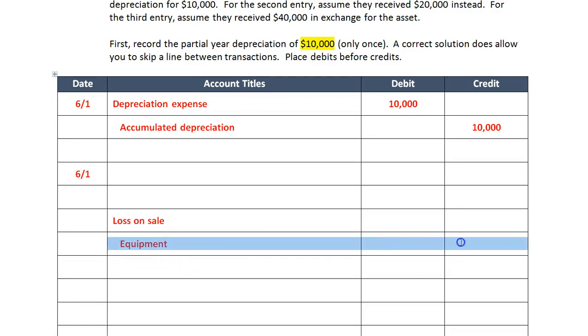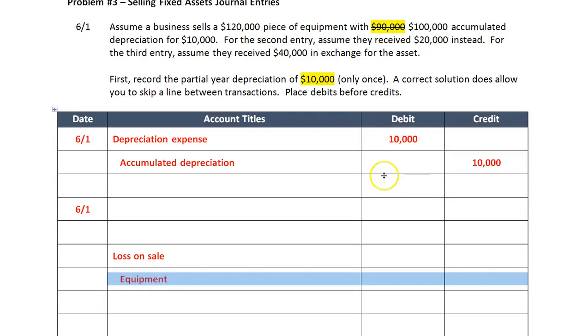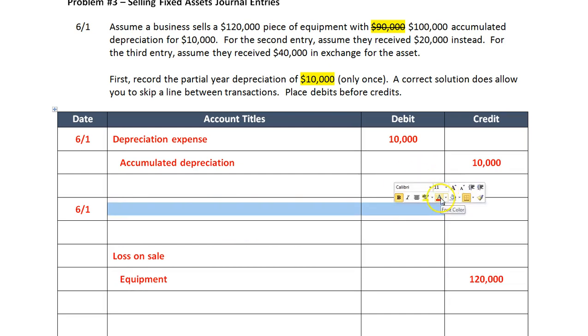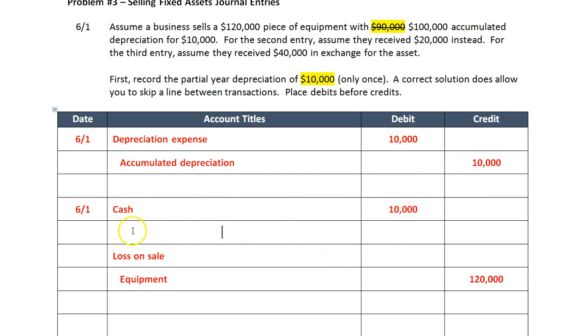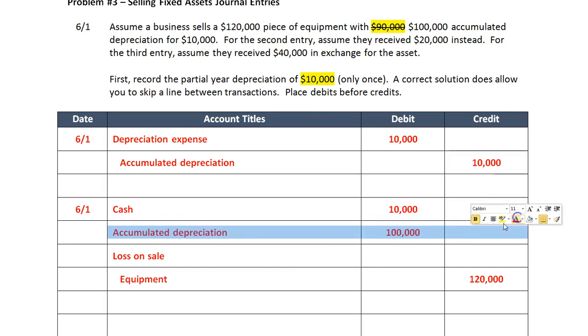Alright, equipment's right here. We're going to take the equipment off at its original cost, 120,000. We're going to take the accumulated depreciation off the books. And remember, it's at 100,000, not at 90. Yes, we're going to recognize the cash that was received. In this case, the first one is 10,000.